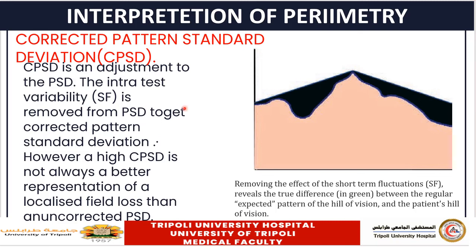The other index is the corrected pattern standard deviation. It is nothing but the pattern standard deviation after removing the short-term fluctuation. So this is called corrected pattern standard deviation. It is just the pattern standard deviation after correction and removal of the short-term fluctuation. Also, it represents a focal defect in the contour of the hill of vision.